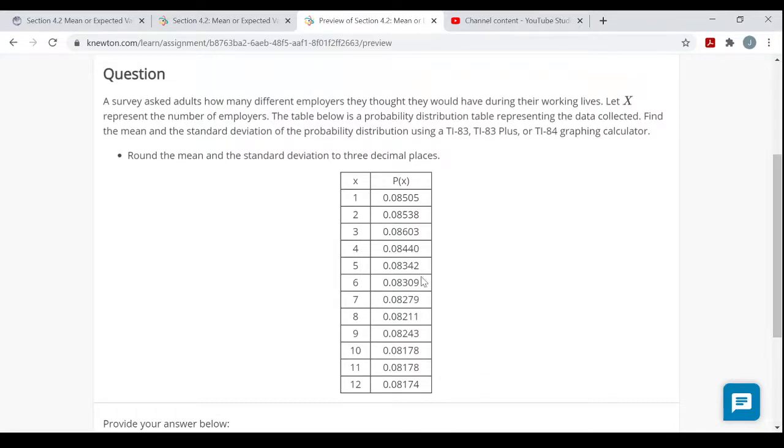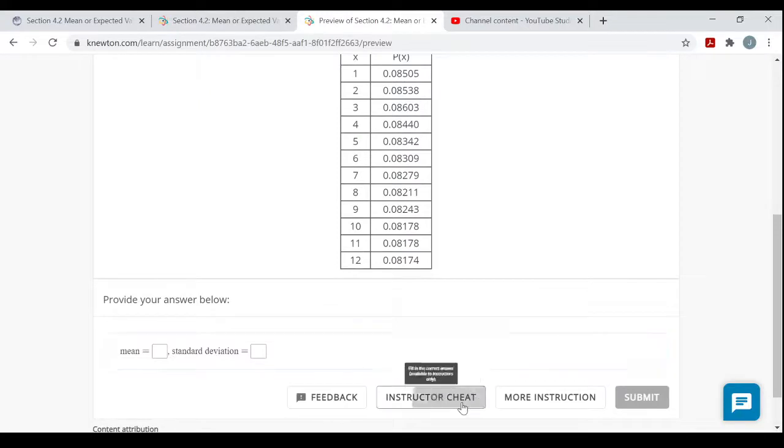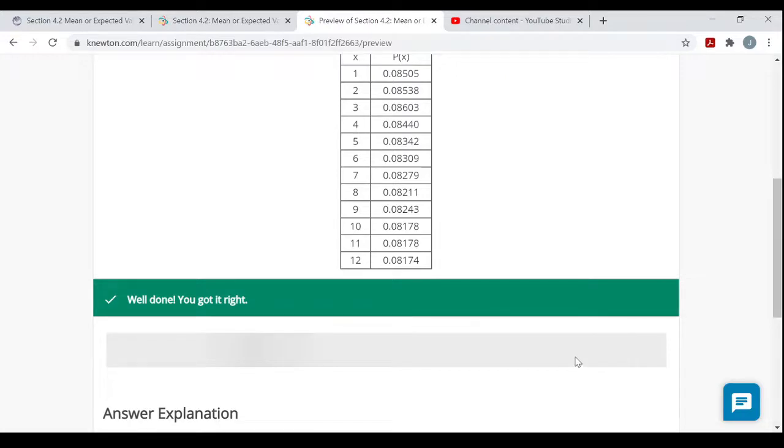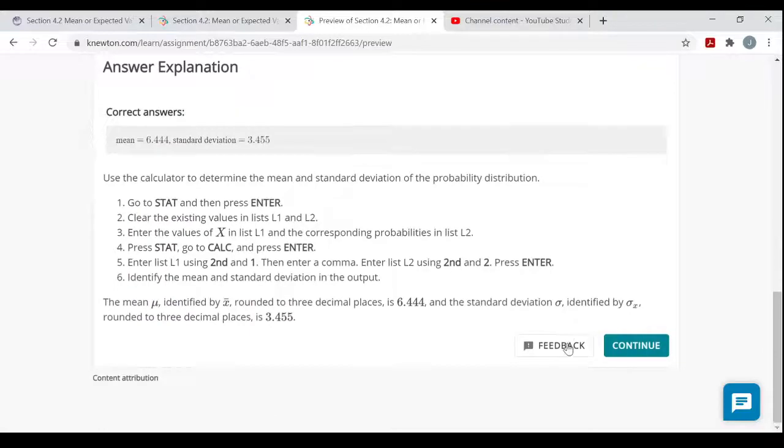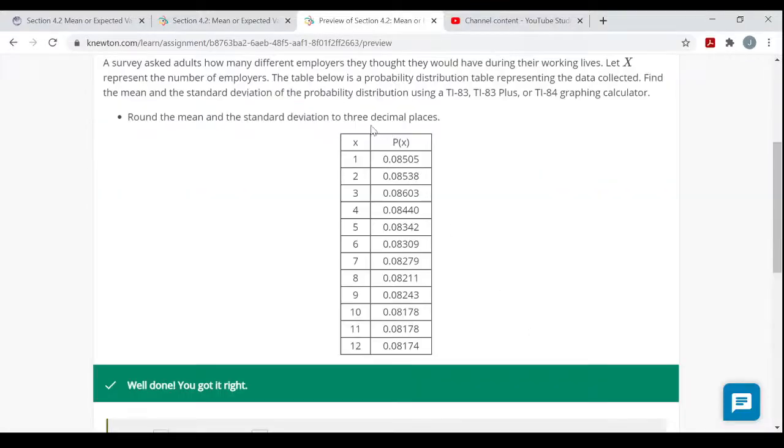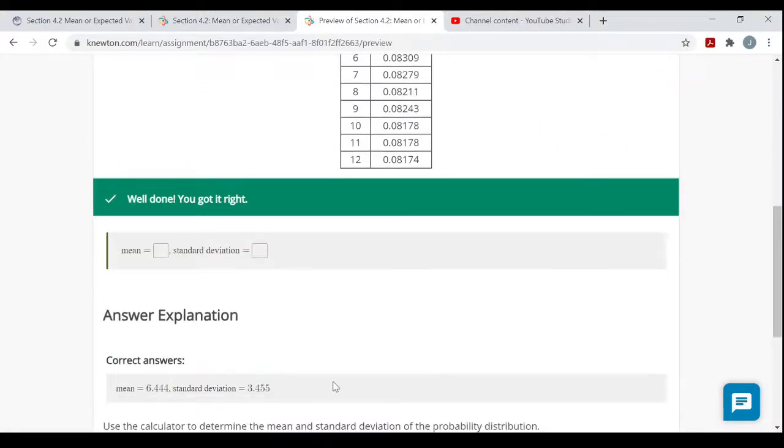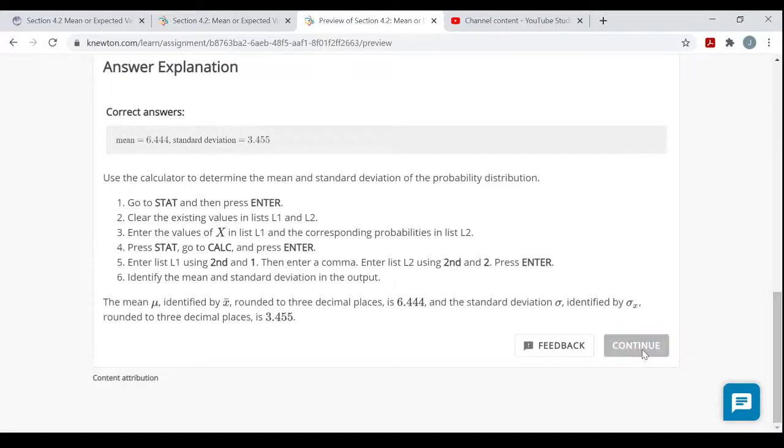Right? Just longer charts. So enter 2 lists, 1 variable stats, calculate, make sure you know what the x bar represents, mu, and then that sigma represents the standard deviation. And pay attention to how many decimal places, right? 3 decimal places, notice here, round to the nearest thousandth.